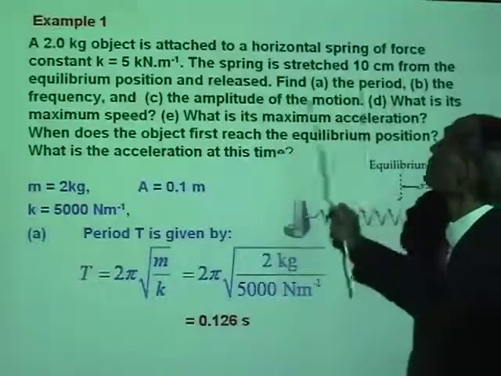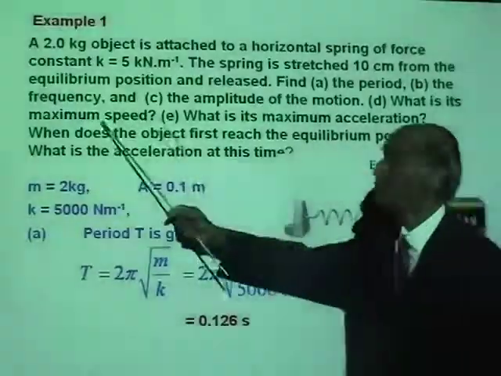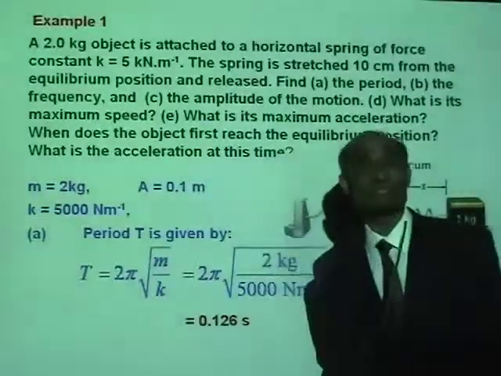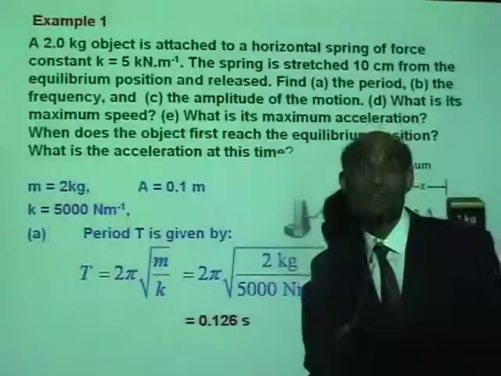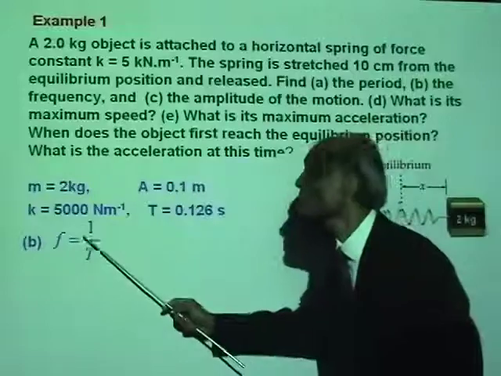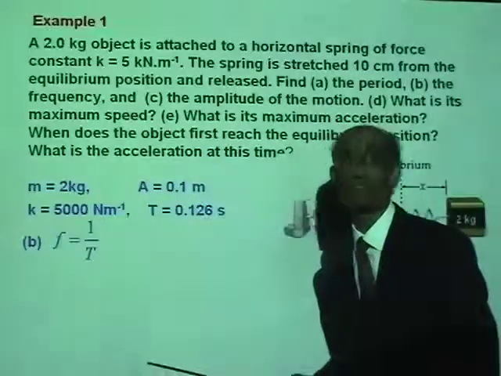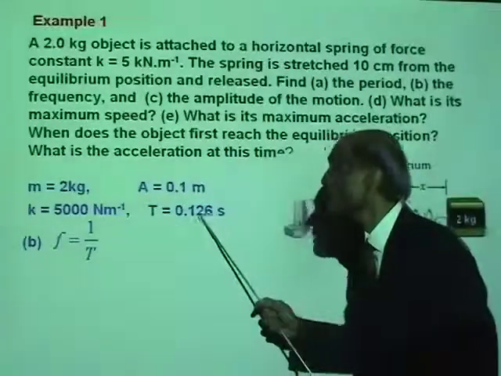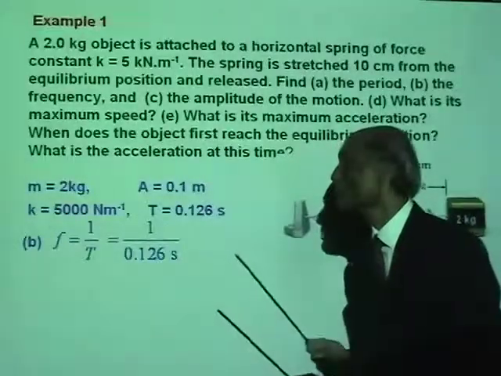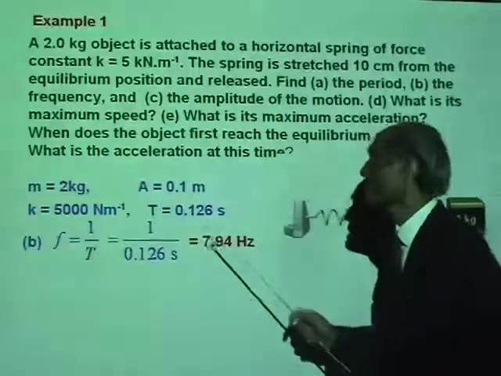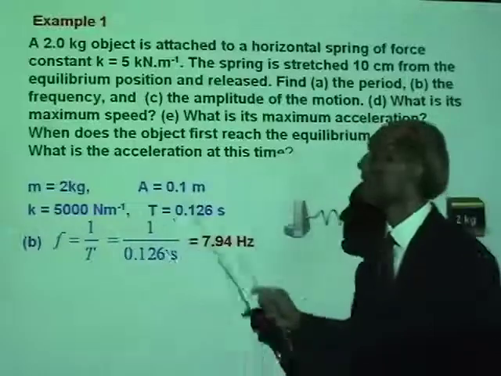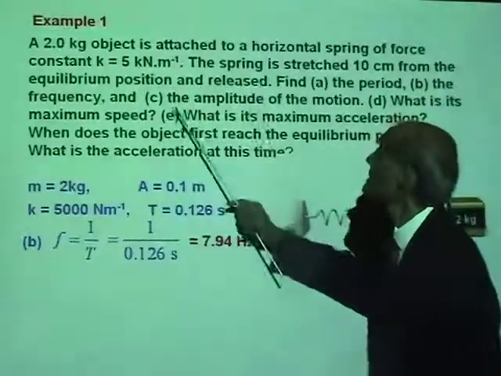Alright, let's go and do the next one, the frequency. If you know the period, what is the frequency? Frequency is 1 over the period. Our period is 0.126 seconds. Therefore, it is 1 over 0.126. That is 7.94 Hertz. Alright, we did A, B, C.